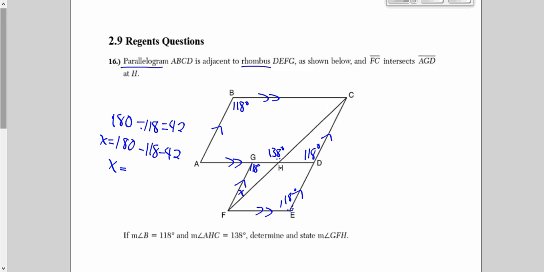42, right? This is 42. So that's 42, right? And now we get 20, don't we? All right.